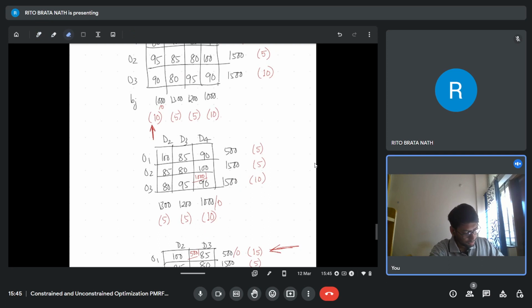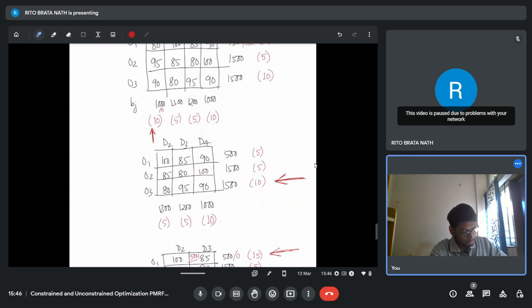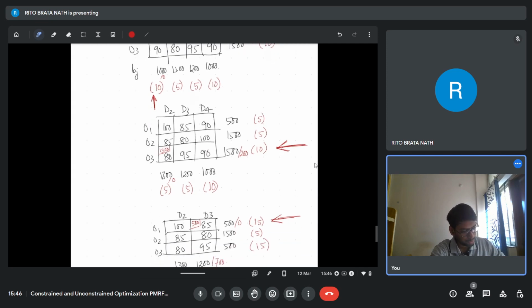So let me erase this everything. Okay, here let me pick this row instead of that column, because ultimately I need to get an answer which is there in the options. Now in this row the minimum one is 80, so you can allocate 1300 there. So this becomes 0, this becomes 200, and you can delete that first column, right?